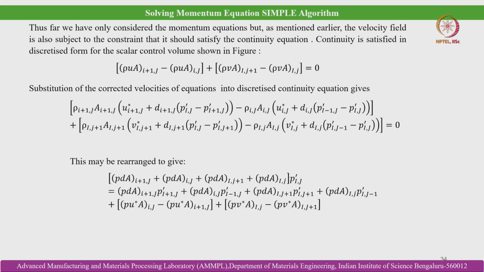Thus far we have only considered the momentum equations, but as mentioned earlier, the velocity field is also subjected to the constraint that it should satisfy the continuity equation. Continuity is satisfied in discretized form for the scalar control volume as shown earlier. So the expression looks like this: rho u a at I plus 1 j minus rho u a at I j plus rho v a at I capital J plus 1 minus rho v a at capital I capital J is equal to 0.